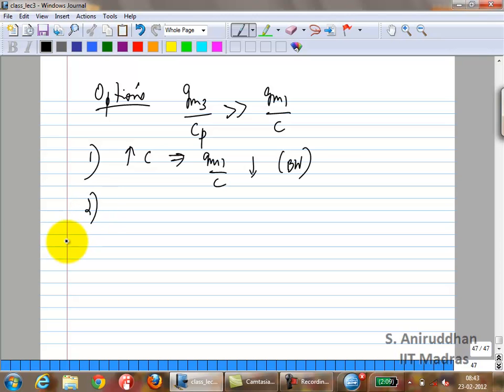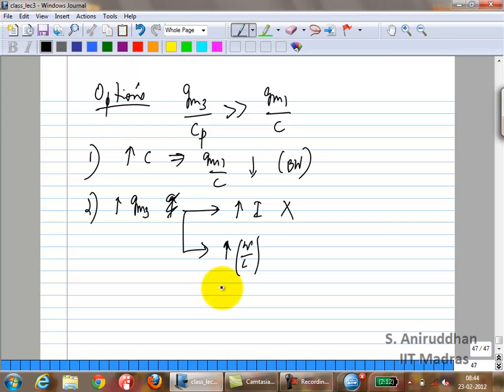What else can you do? Increase GM3. So let us say you want to increase GM3. How do you increase GM3? Let us say you increase the current. What happens if you increase the current? GM1 also goes up, right? So increasing current is not an option. This is definitely not an option. What else? W by L.